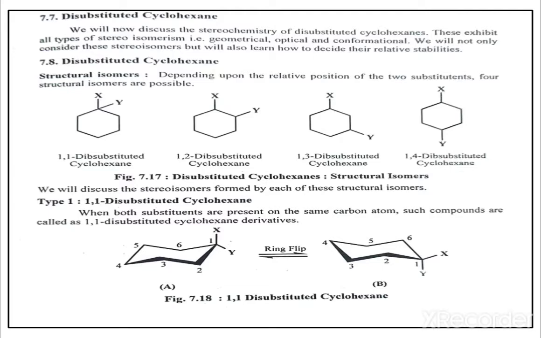Type number 1, here 1,1 disubstituted cyclohexane. In this case, both the substituents are present on the same carbon atom, and such compounds are called 1,1 disubstituted cyclohexane derivatives. Now this 1,1 disubstituted cyclohexane undergoes ring flipping. At that time the X that is equatorial becomes axial, and the Y group that is axial becomes equatorial. This is called ring flipping.